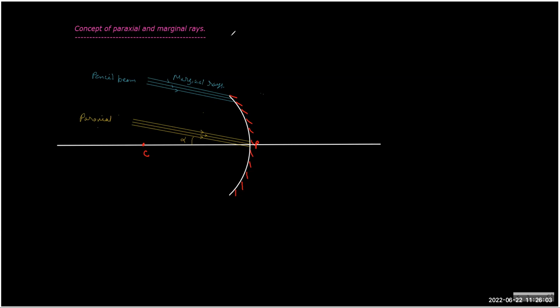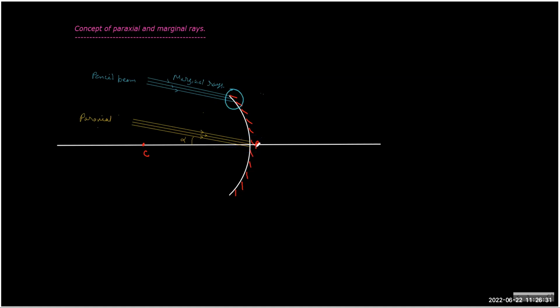So what is, Sir, I didn't understand the marginal and paraxial. Marginal? Means something which hits the mirror away from the principal axis, the edge, the end part of the mirror. And paraxial? Paraxial is close to the principal axis. You can see it is hitting the mirror here. So this is close to the principal axis, no?